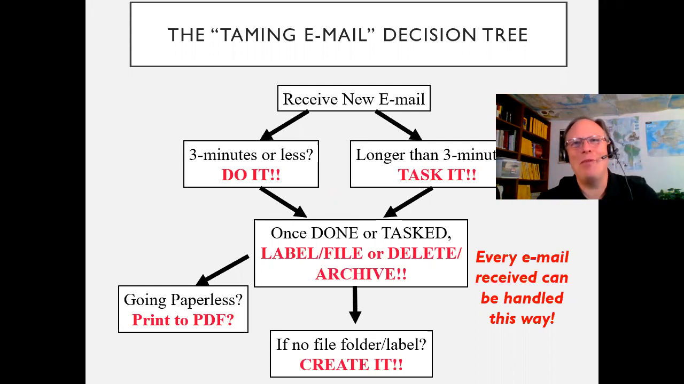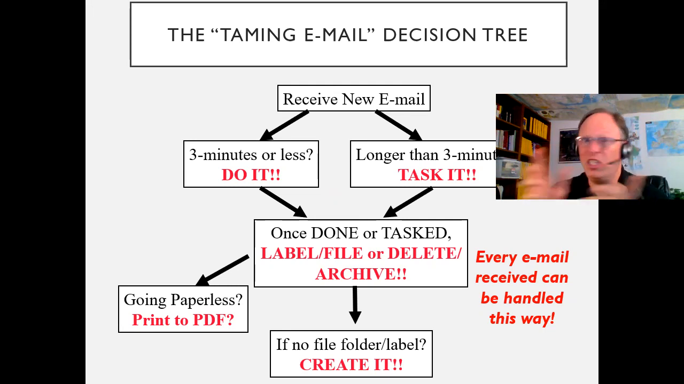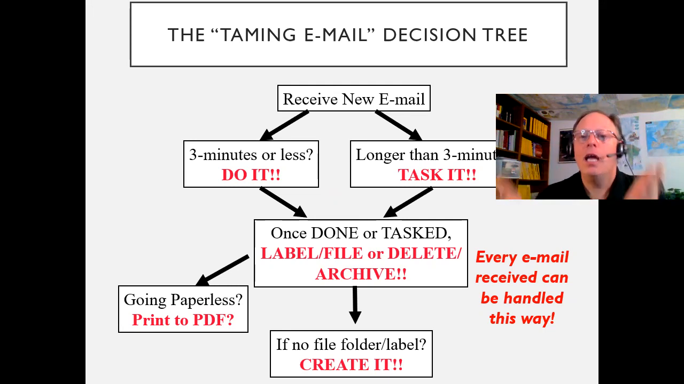Then it's time to put it away if I need to keep it. And if it goes in multiple places, I'll just make multiple labels and then hit archive. If it goes in one place, I'll just put it in the folder, which is the same as the labels. And the labels are the same as the folders because you don't have to pick. And if there's no good place to put it, well, make one and put it there.